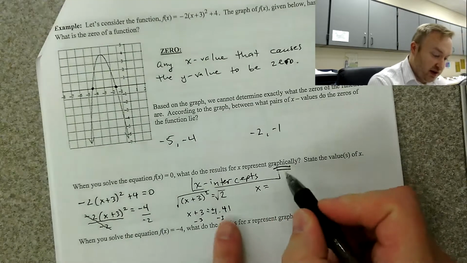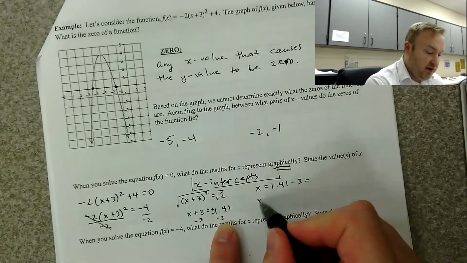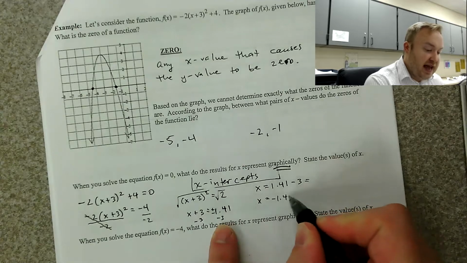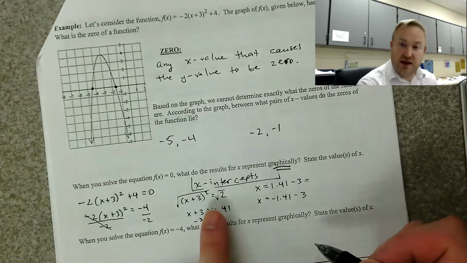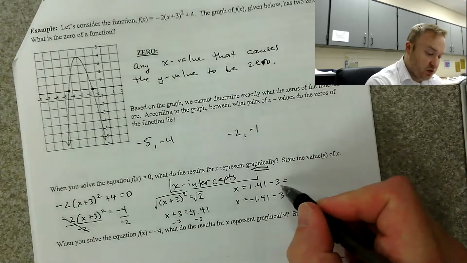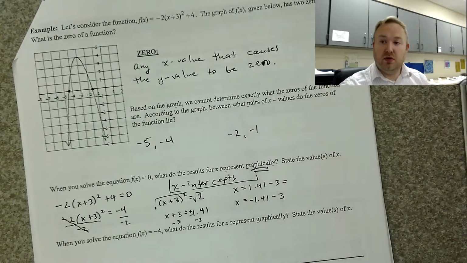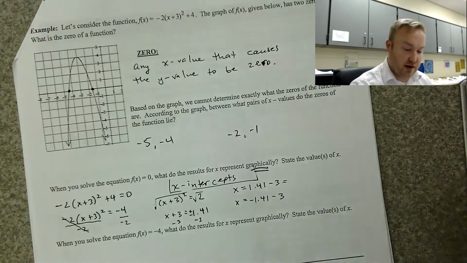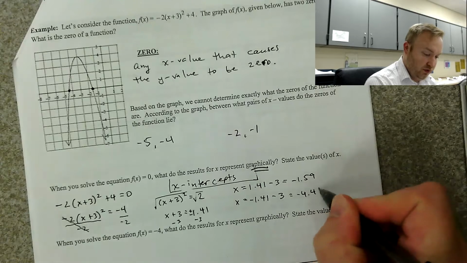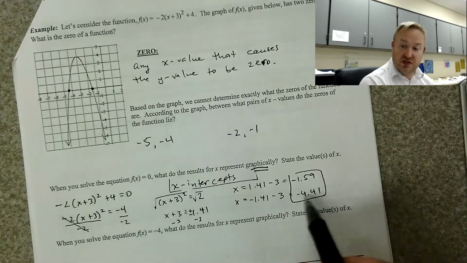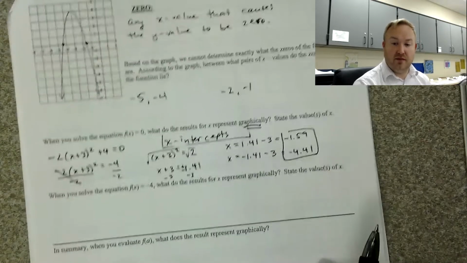So one of my zeros I'm going to find by using positive 1.41 and subtracting 3. The other one I'm going to find by using negative 1.41 and subtracting 3. So you have to do the positive and the negative. So this would be negative 1.59. And then this one would be negative 4.41. Those are my two zeros. Notice this one is between -5 and -4. This one is between -2 and -1.